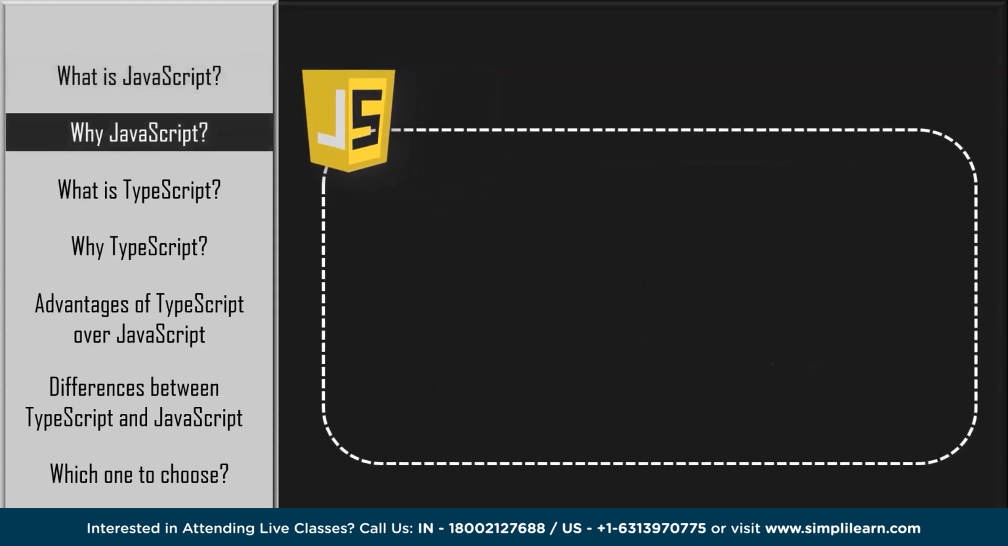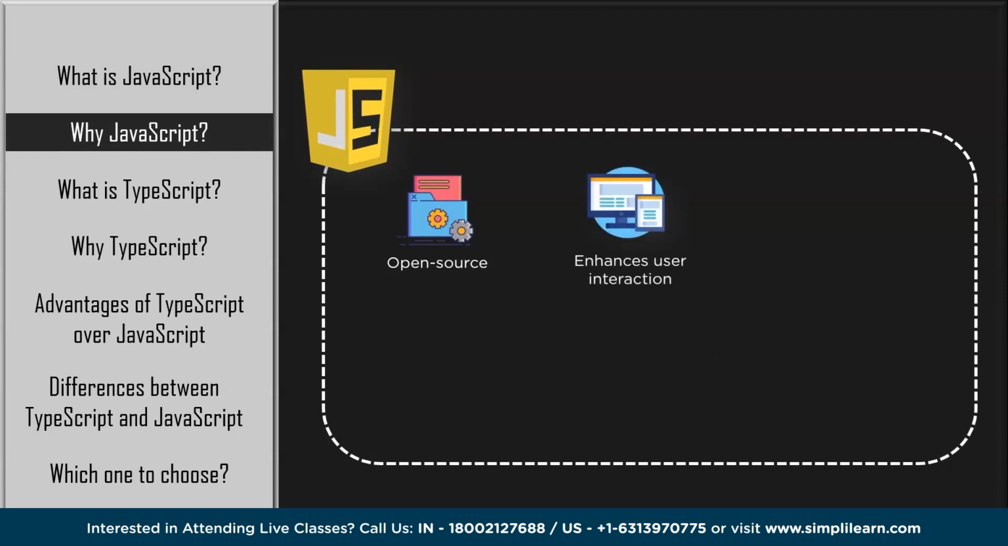So talking about why JavaScript is being used, first up is that it's open source. Next, as discussed earlier, it has excellent user interaction, meaning the scripts are basically written in HTML pages and are executed automatically with embedded JavaScript. Also, JavaScript offers a wide range of libraries and frameworks. Some popular ones are React, Angular, Vue.js, among others.